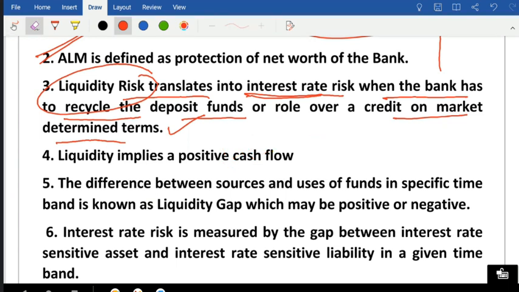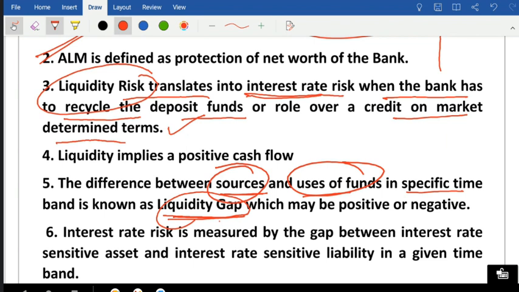The difference between source and use of fund in a specific time band is known as liquidity gap. Keep this in mind: the difference between source and use of fund in a specific time band is known as liquidity gap, which may be positive or negative. That means if your source is more and fund use is less, then you are positive, and if source is less and fund use is more, then it is negative.